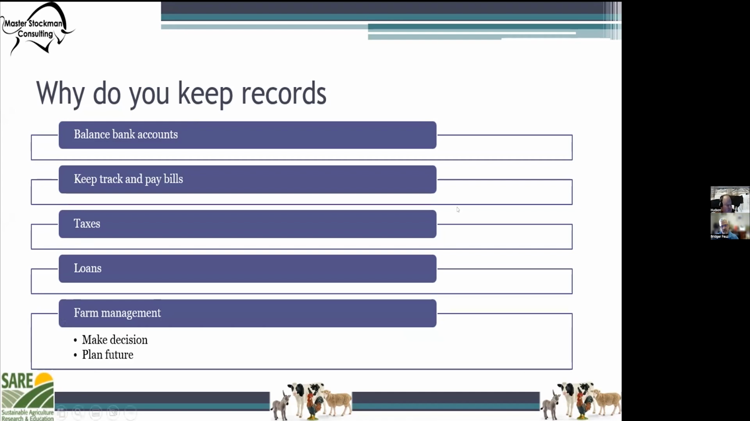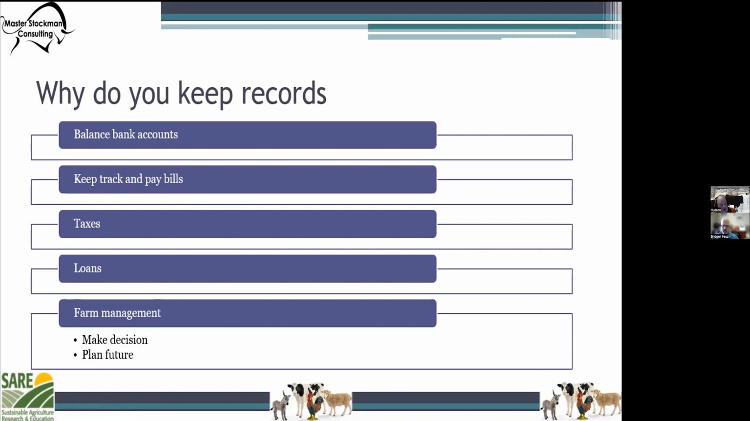Certainly I don't want to be blamed for this one, but we all at some point in time will have to do our taxes and pay taxes in some way, shape, or form. And if we do things right, record keeping can really help us there. A lot of times with government programs and with loans, if we have good records, the banker's a lot more willing to help us get a loan to build our business or make our business bigger.